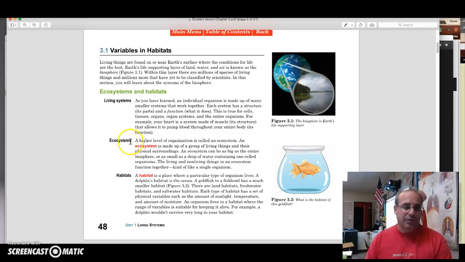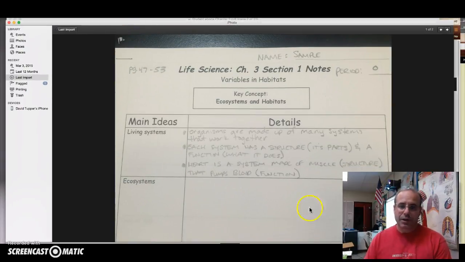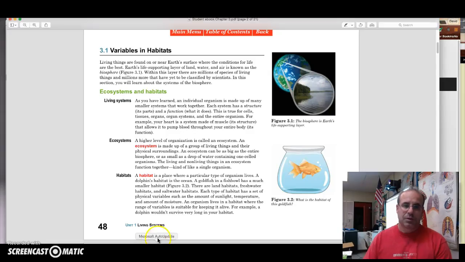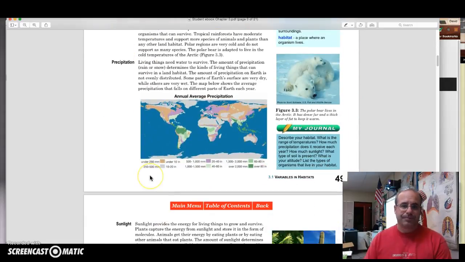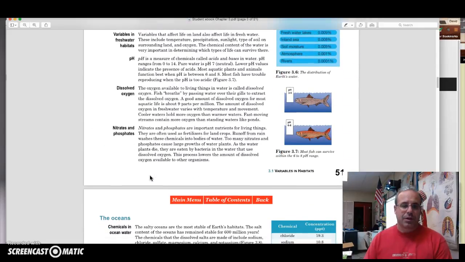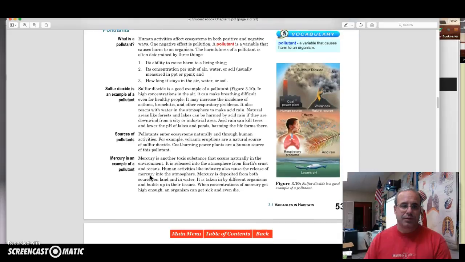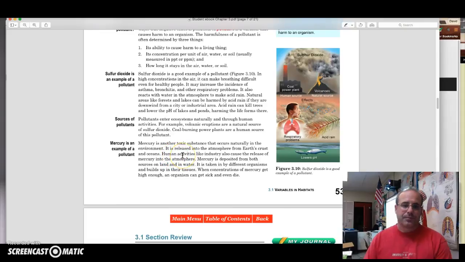Then you do the same thing for ecosystems. You go down here. What's the important stuff that I read? What makes the most sense? Okay? You'll do that again. And you continue for each section, for section 3.1. Okay? And that ends right about here after pollutants. Okay? And that'll be the last of your notes.